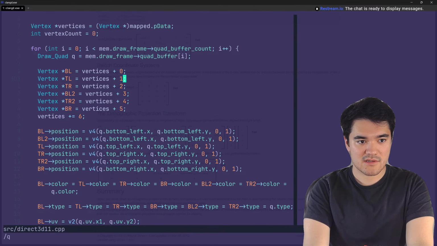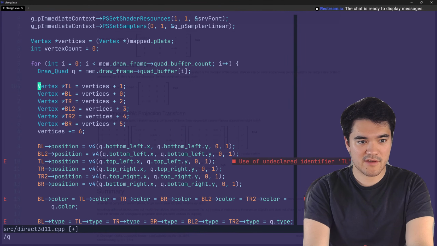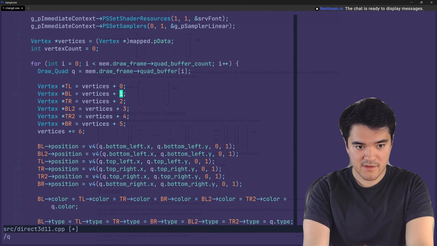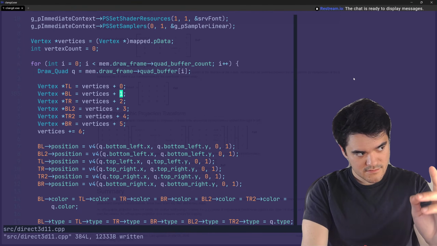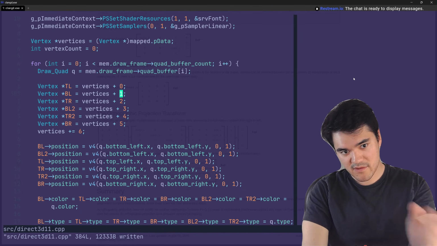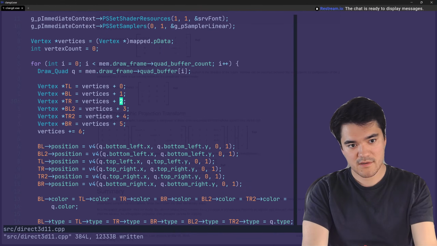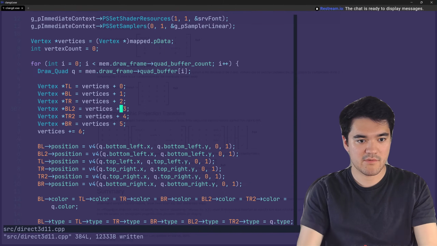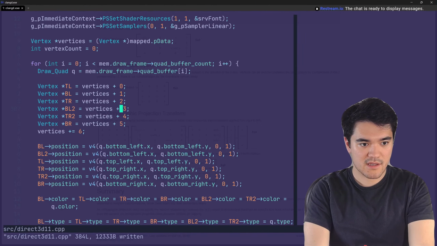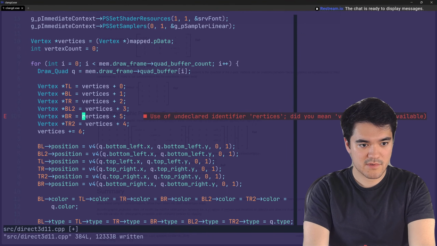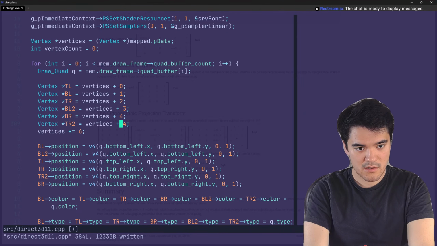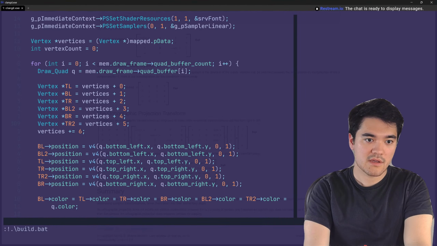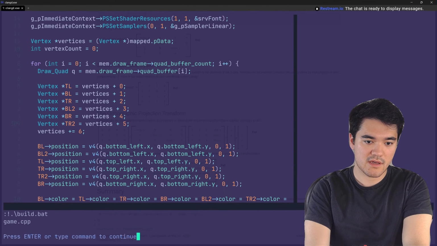Okay. So yes, look. We want to start at top left, which is 0, and then bottom left, right? So top left, bottom left, top right. Okay, and then we can start at bottom left too, and then it should go bottom right, and then whoops, like so. Yes, so that was wrong. That was definitely wrong.